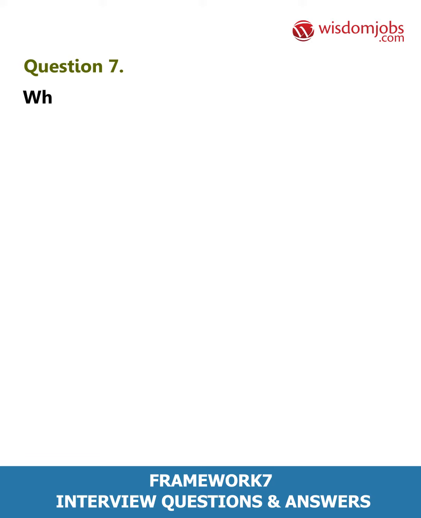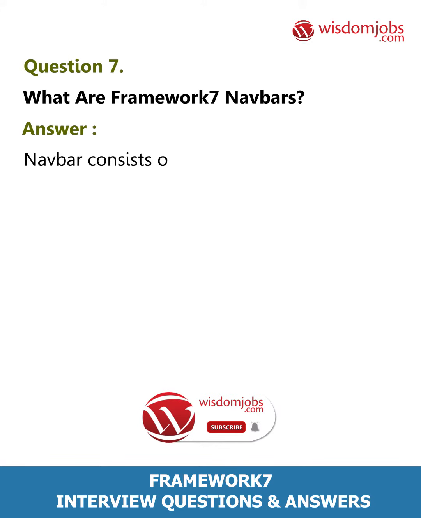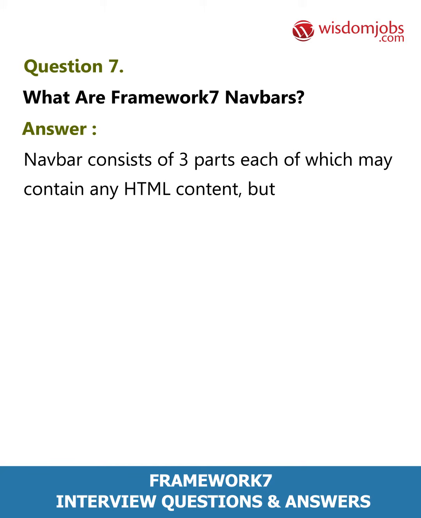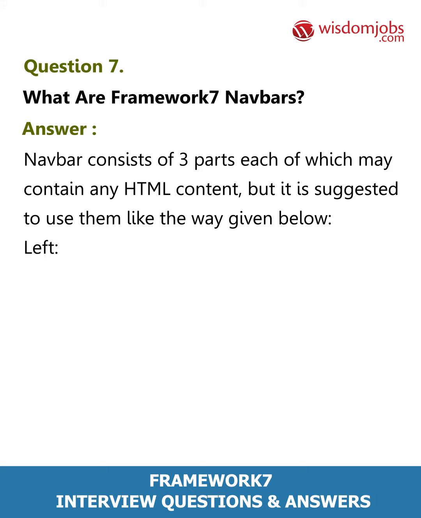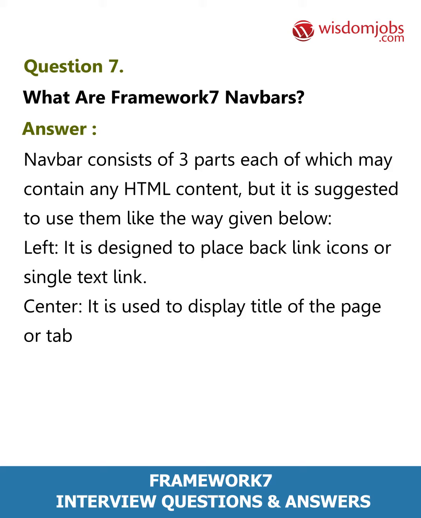Question 7. What are Framework 7 navbars? Answer. A navbar consists of three parts, each of which may contain any HTML content, but it is suggested to use them the way given below. Left, it is designed to place back link icons or a single text link. Center, it is used to display the title of the page or tab links.